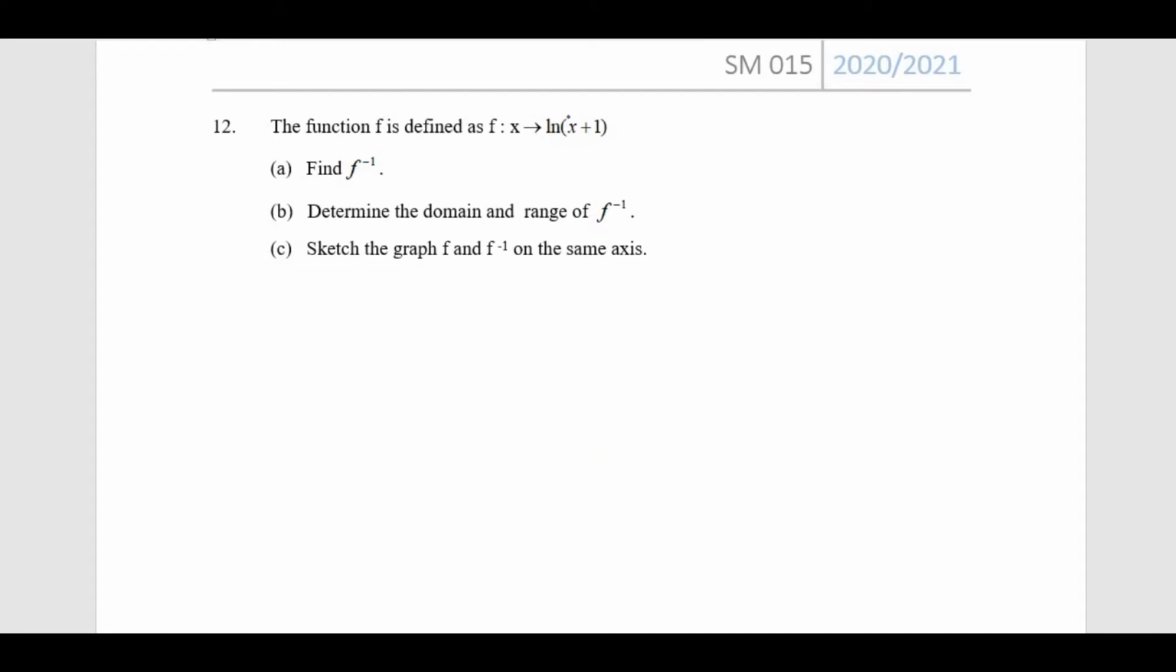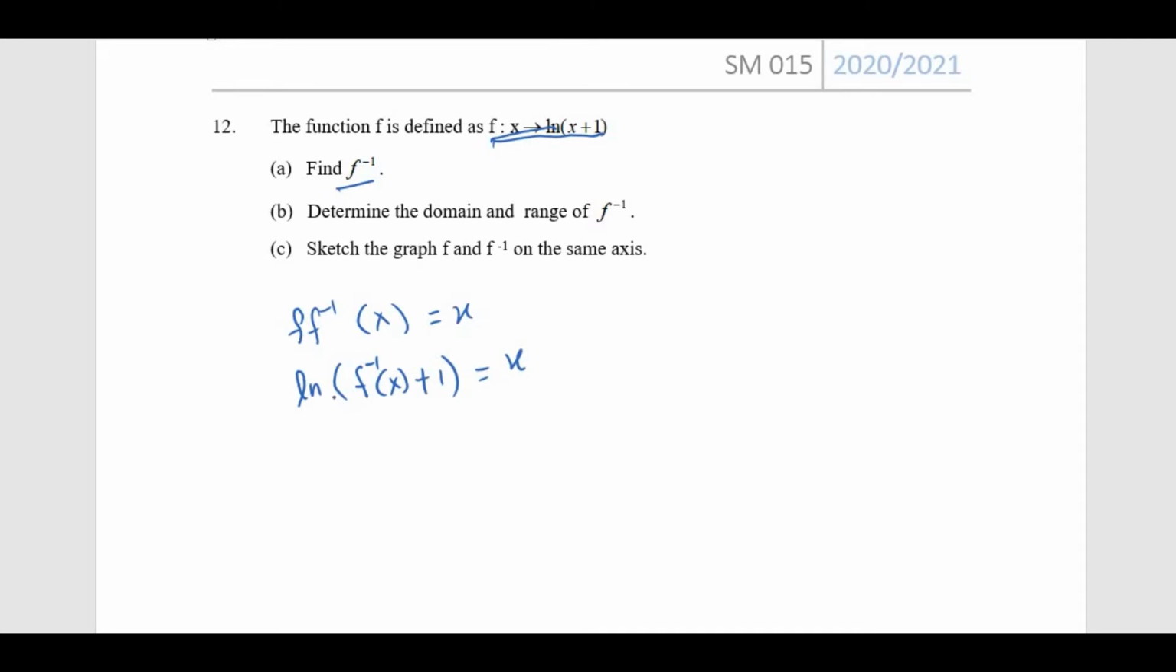In this question, you are given the logarithmic function f of x, which is equal to ln(x + 1). So we want to find the f inverse. We use the property that f of f inverse of x should be equal to x. So from here, you just substitute f inverse into the function f. So you get ln(f inverse of x + 1) equal to x.